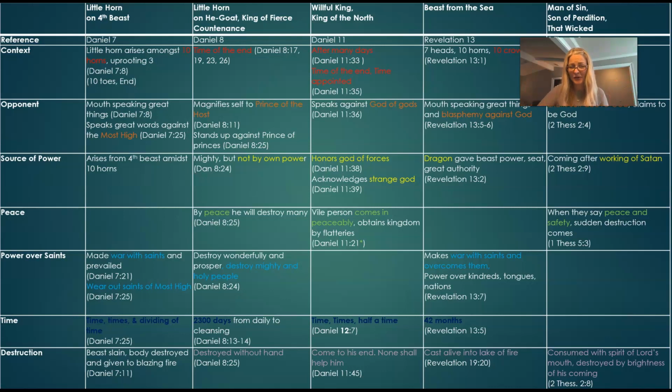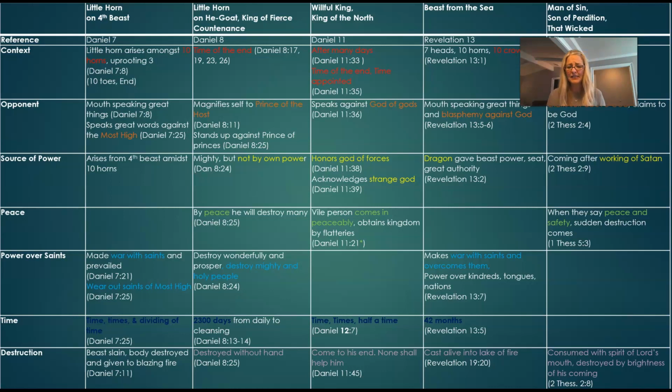The willful king, or the king of the north, is described as having power for time, times, and half a time. Now, that doesn't occur until Daniel chapter 12, verse 7. But recall, the revelation from Daniel 10 to Daniel 12 is one prophecy bookended by the appearance of Christ on either side. So the willful king, whose description continues into chapter 12, is described as having power for a time, times, and half a time. Same as the little horn on Daniel's fourth beast.